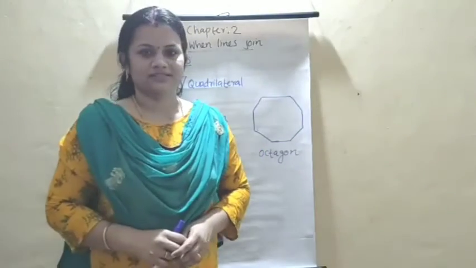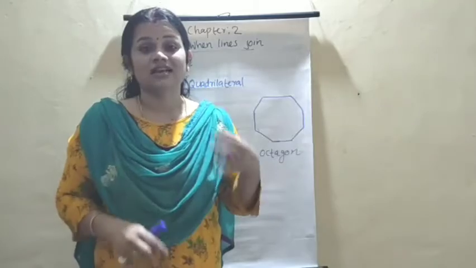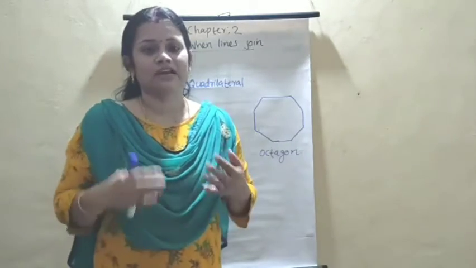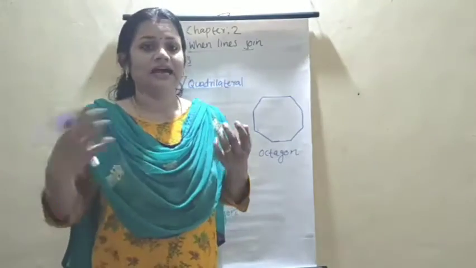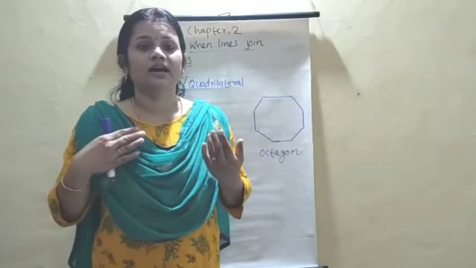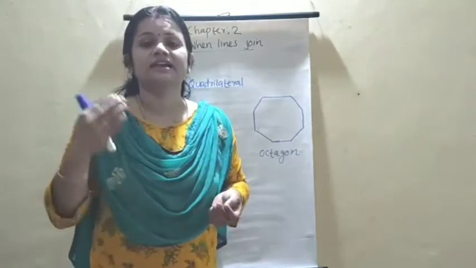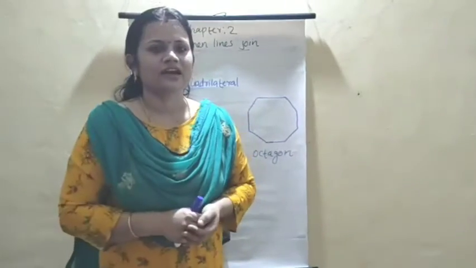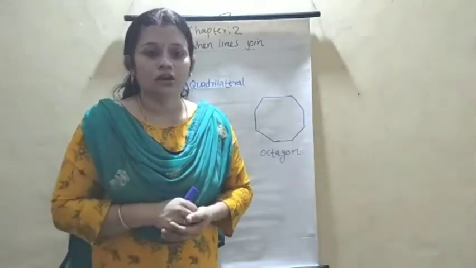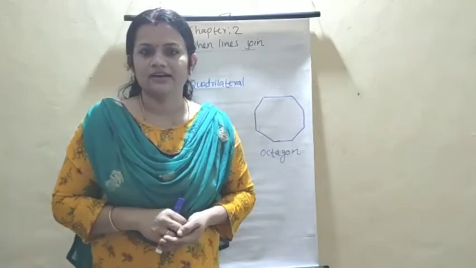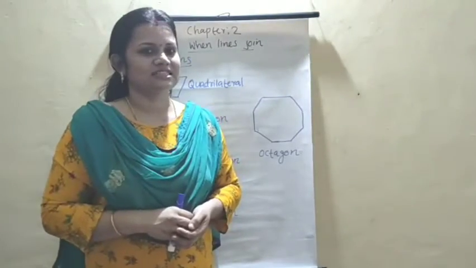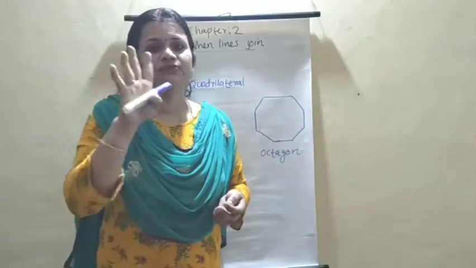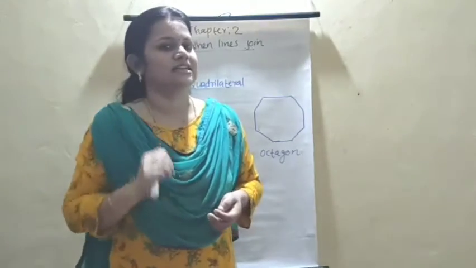Back to the new class. In the last class we started our second chapter, When Lines Join. That day we discussed straight lines, tangent lines and the quadrilateral. Do you know what a quadrilateral is? How many sides make a quadrilateral? A quadrilateral means four sides.